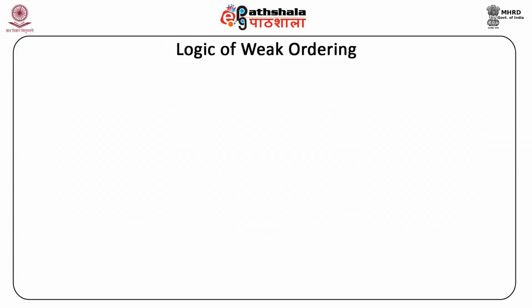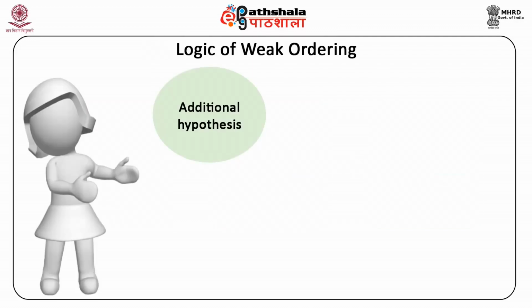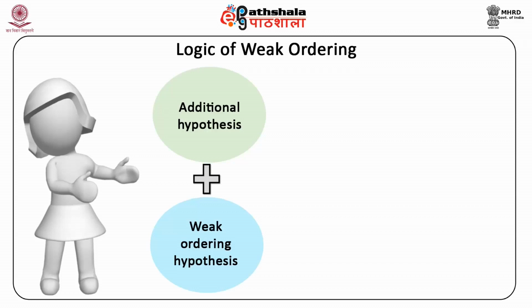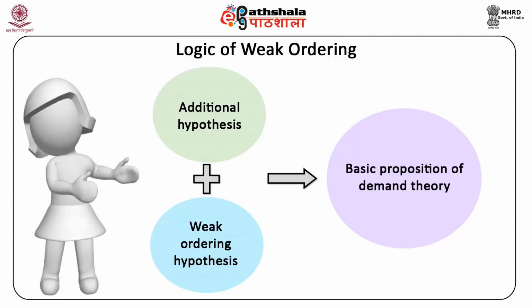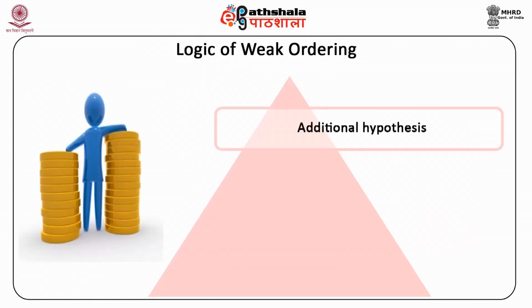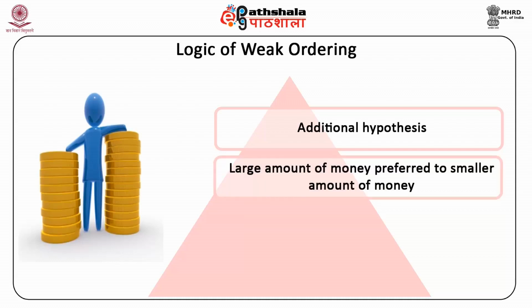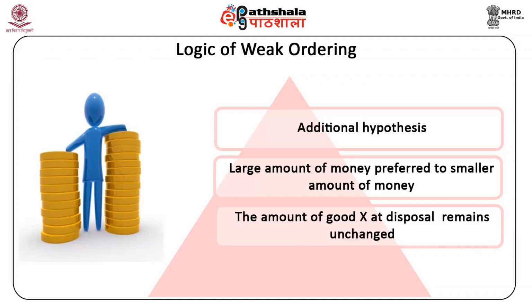Hicks introduced an additional hypothesis along with the weak ordering hypothesis so as to derive the basic propositions of demand theory. Under the additional hypothesis, the consumer will always prefer a larger amount of money to a smaller amount of money, provided that the amount of good X at his disposal remains unchanged.